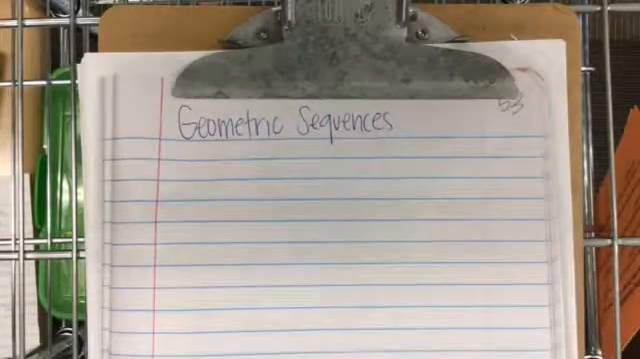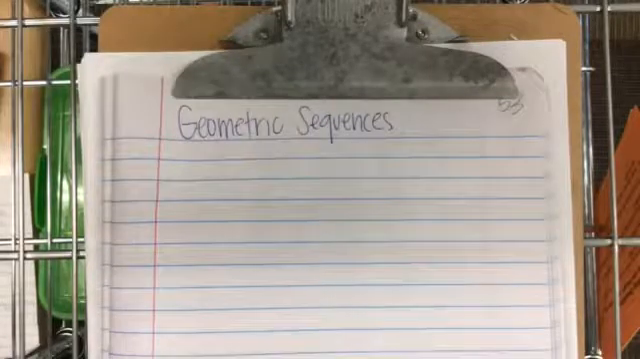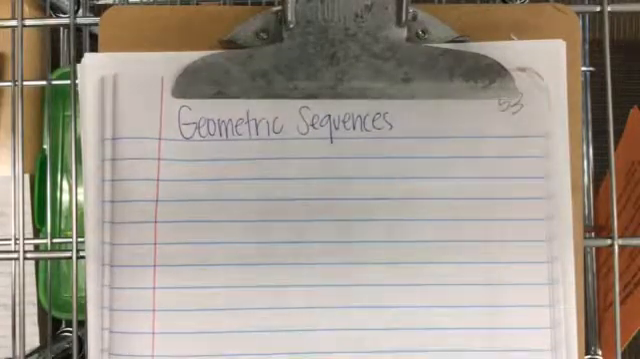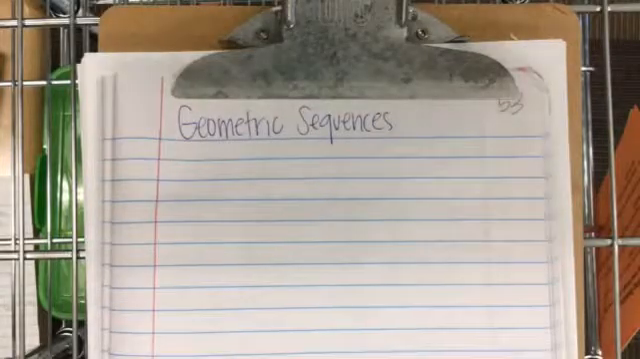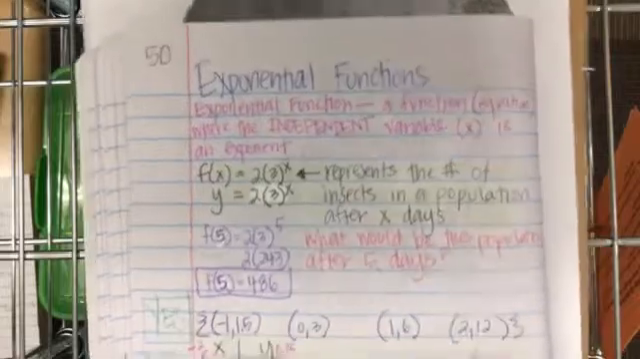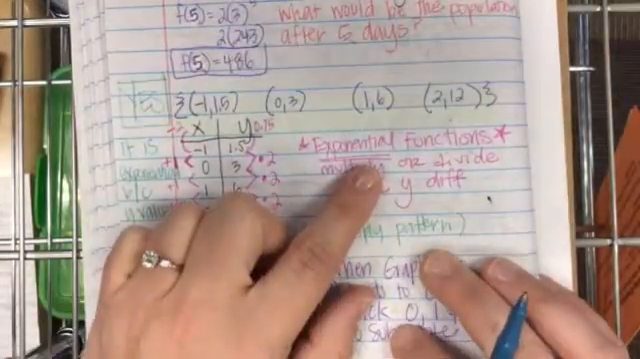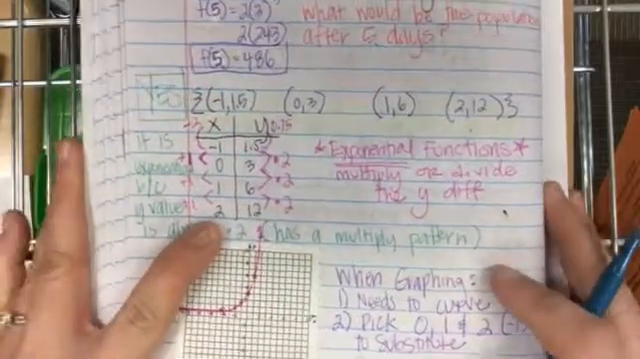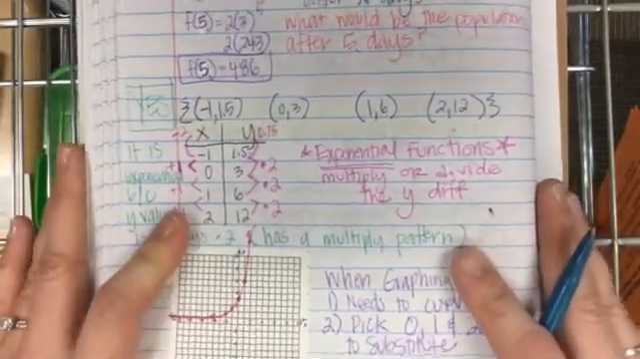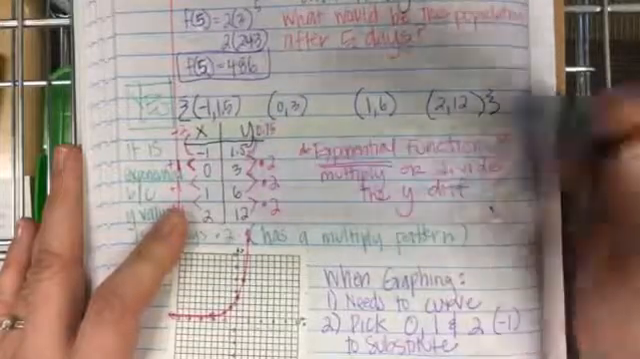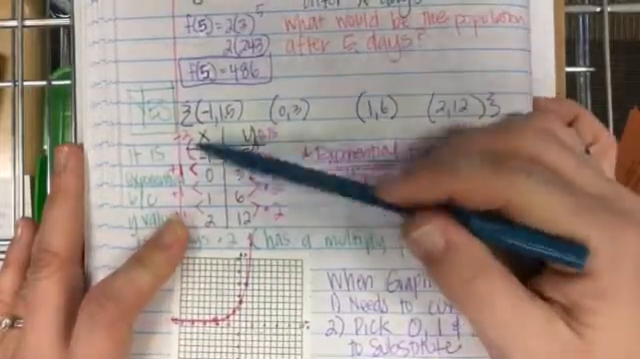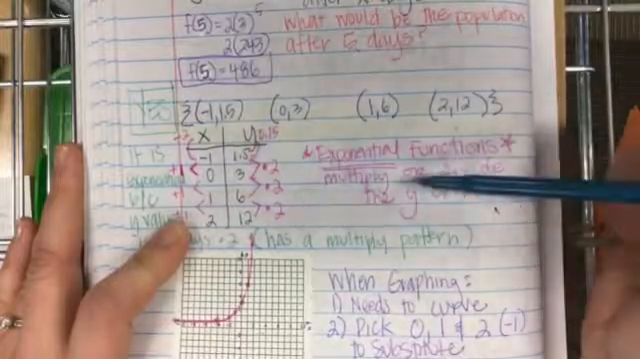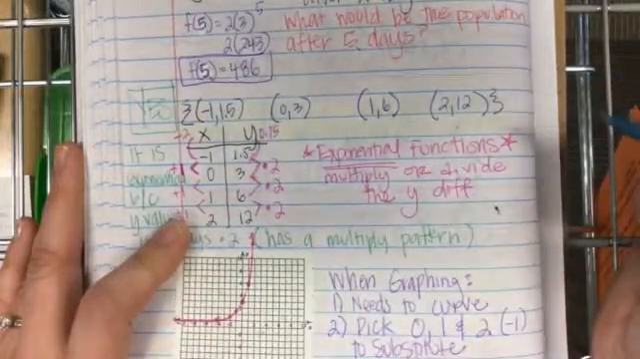Geometric sequences. Geometric sequences tie nicely into exponential functions. If we look back in our notes to exponential functions, what makes it an exponential function? Zach? When the y values are being multiplied or divided by the same value. Yeah, when your pattern in your y value is a multiply or divide pattern. The x pattern is still add or subtract, but the y pattern is multiply or divide. That's an exponential function.